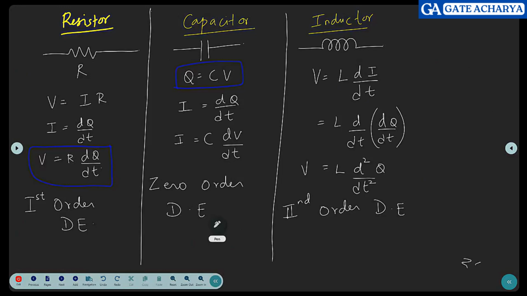So we started with a simple resistor. That's today's class. We see that the resistor's basic governing equation, that is the relation between V and I, is V is equal to I into R. We call it Ohm's law. Then we substitute I equal to dq by dt and try to draw the relation between V and Q. We say it's a first order differential equation. When you look at it in a similar way, for a capacitor it's a zero order differential equation, and for an inductor it is a second order equation.